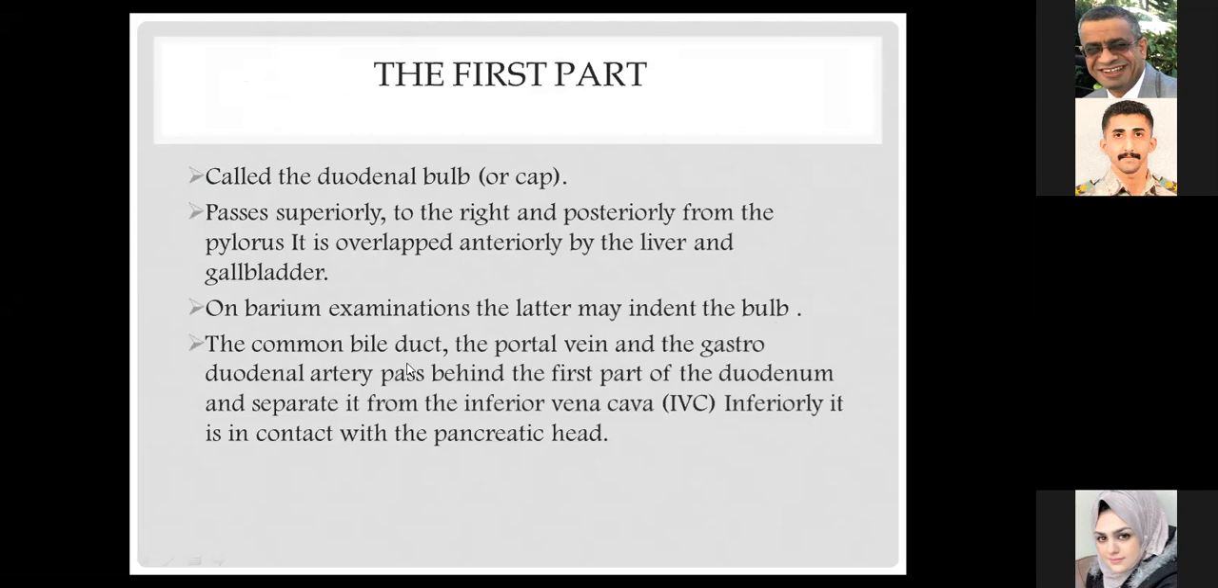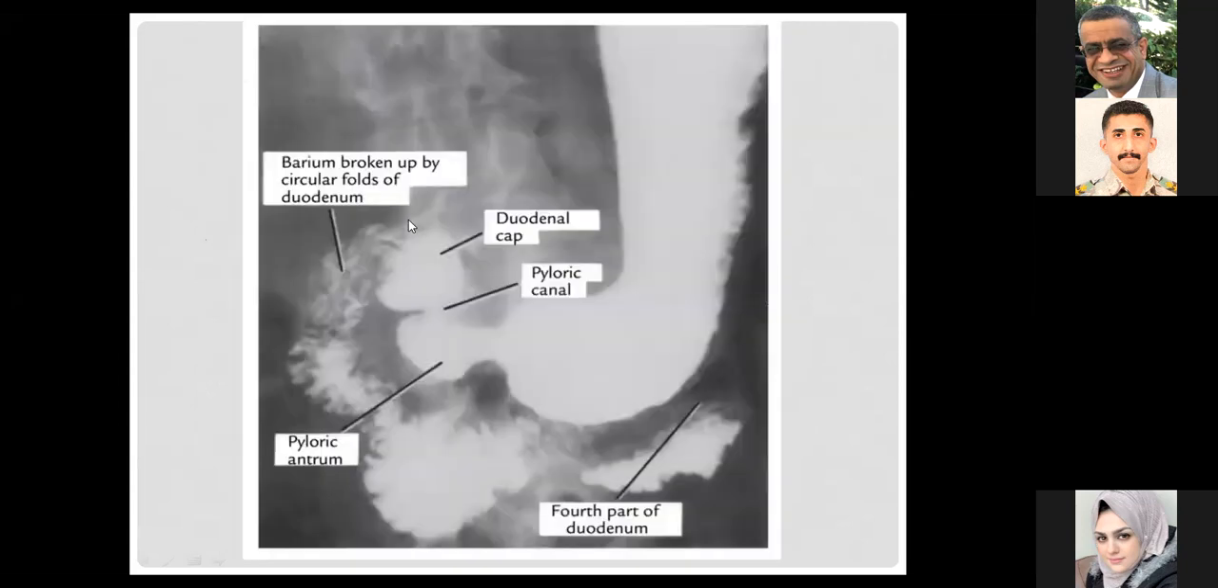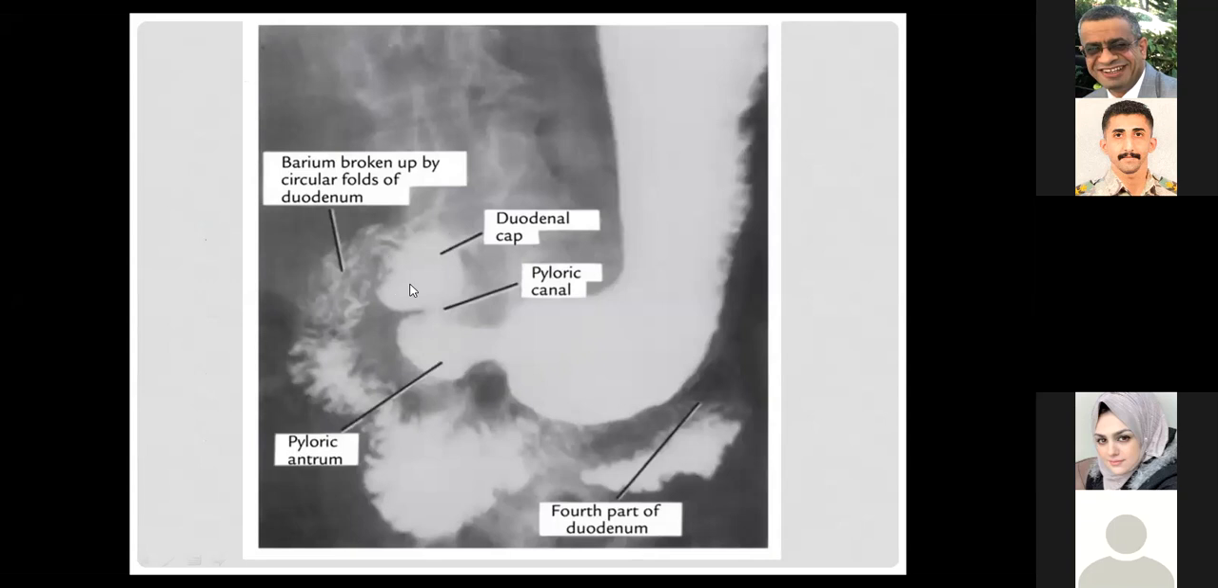The common bile duct, the portal vein, and the gastroduodenal artery pass behind the first part of the duodenum, which is separated from the inferior vena cava. Inferiorly, it is in contact with the pancreatic head. Here we have a barium study which showed the duodenal cap, which is the first part.